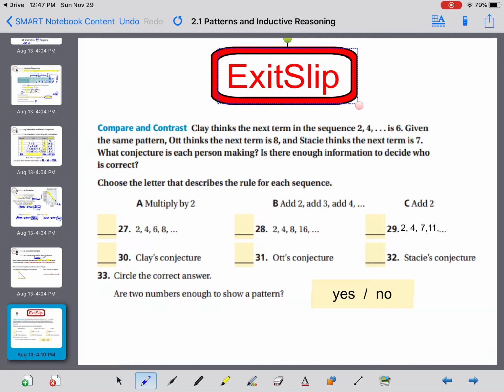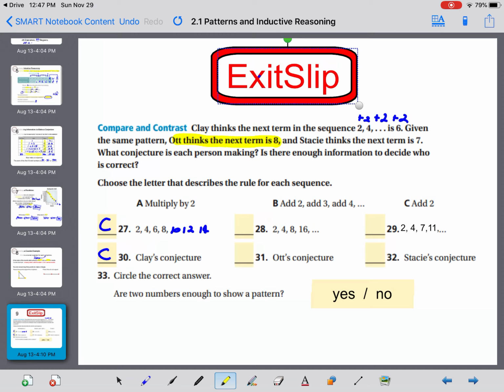Well, Clay is going from 2 to 4 to 6. Well, that would be a pattern of plus 2s. Okay, so adding 2 would be Clay's conjecture C. And that would be the one right above it. 2 to 4 to 6 to 8 to 10 to 12 to 14 and so on. Those are all plus 2s.